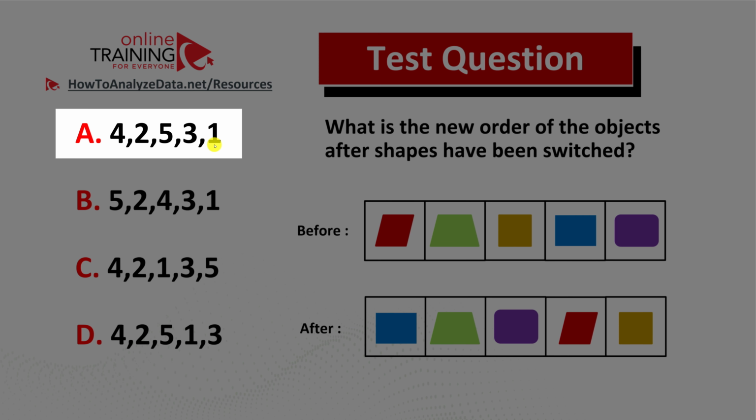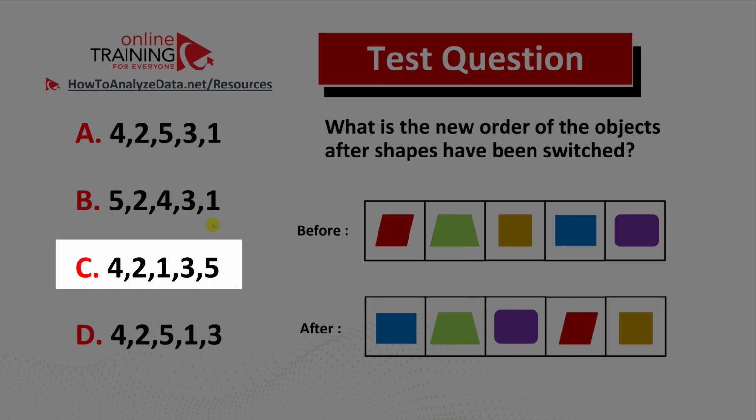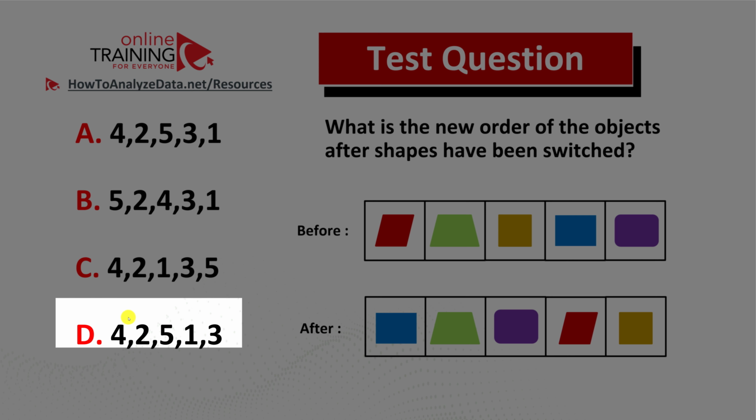Choice A, 4, 2, 5, 3, 1. Choice B, 5, 2, 4, 3, 1. Choice C, 4, 2, 1, 3, 5. And then choice D, 4, 2, 5, 1, 3.